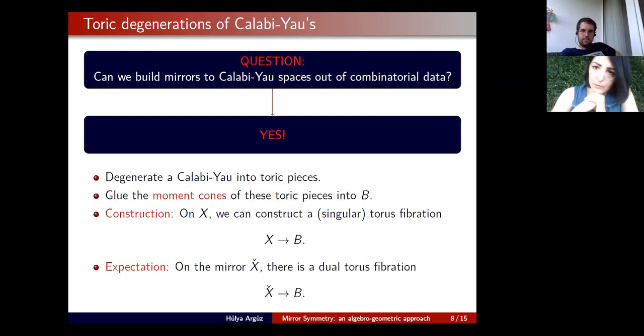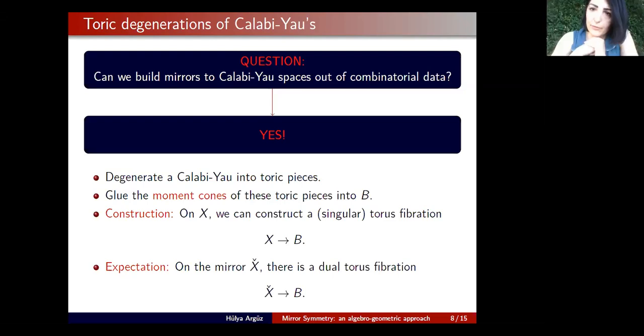And then there are constructions on how to build a mirror Calabi-Yau once you have this data on one side degenerating into toric varieties, and once you know what the base is, and once you know additional combinatorial data on the base, you can start with this combinatorial data and this degeneration and build a mirror Calabi-Yau out of this data. And this is what Gross and Siebert do in their program. And the expectation is that on X, if you have a torus fibration, you can also construct a mirror fibration on this mirror Calabi-Yau you build.